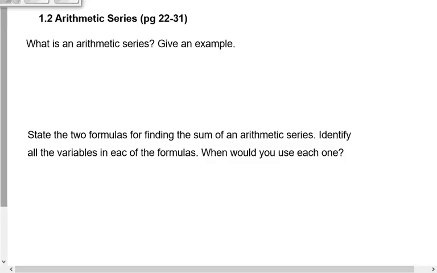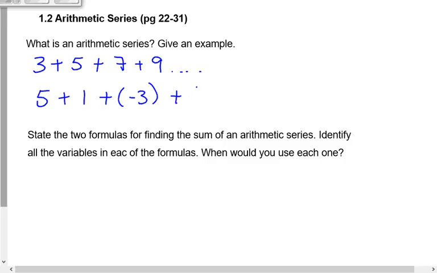So I'll give you a couple of examples. So first example is 3 plus 5 plus 7 plus 9. Okay, so obviously the common difference here is a plus 2. We could also see something like this, in which we're decreasing the value of our terms. Okay, so obviously the common difference there is -4.